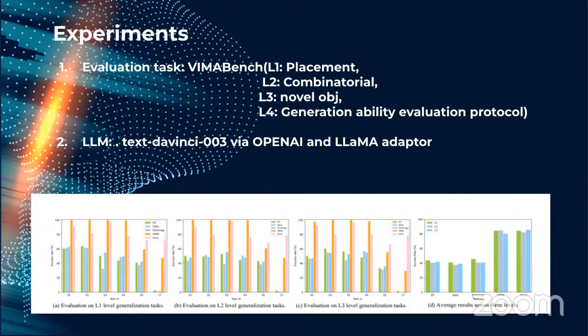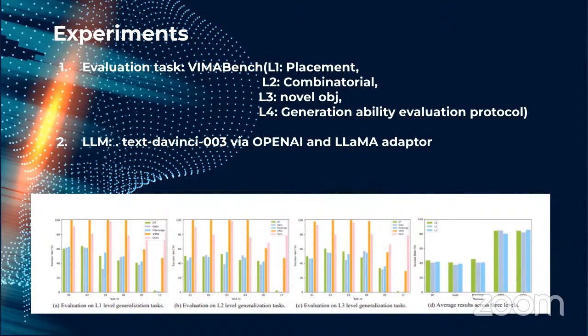In this experiment section, we have selected several representative meta tasks from VIMABench, ranging from simple object manipulation to visual reasoning, to evaluate the proposed method on the tabletop. VIMABench has four levels. Level 1 is placement, level 2 is combinatorial generalization, level 3 is novel object, and level 4 is novel task generalization.